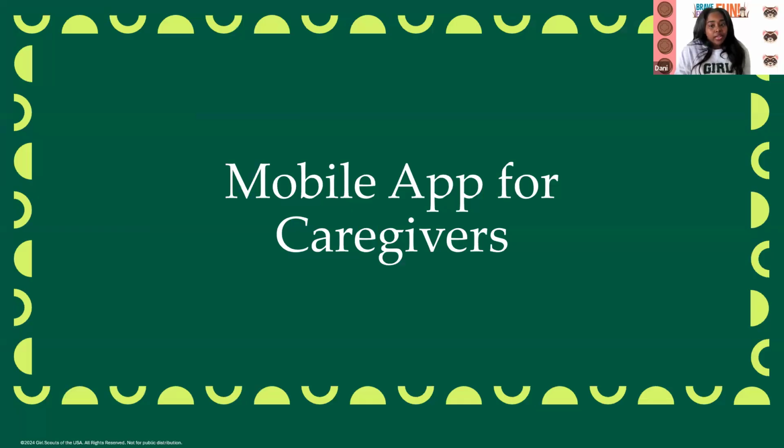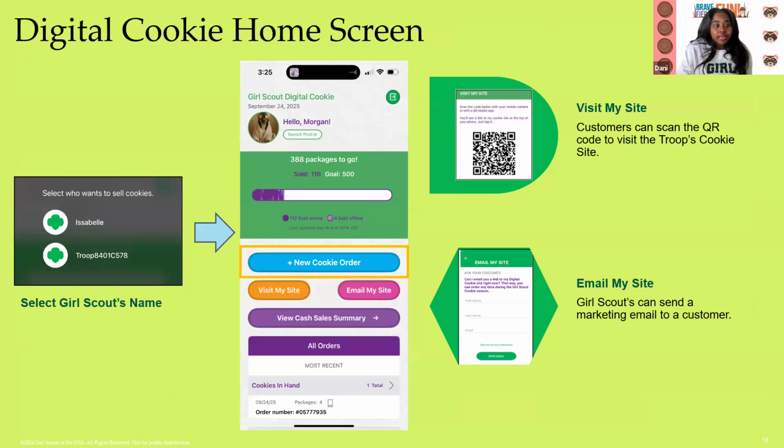Now we'll see the mobile app for caregivers. When caregivers first log in, they will see multiple roles in this section to cover the Girl Scouts' roles. They'll select their role and be taken to her home screen. From here, she can place a new cookie order, share the site with customers, and view all orders.